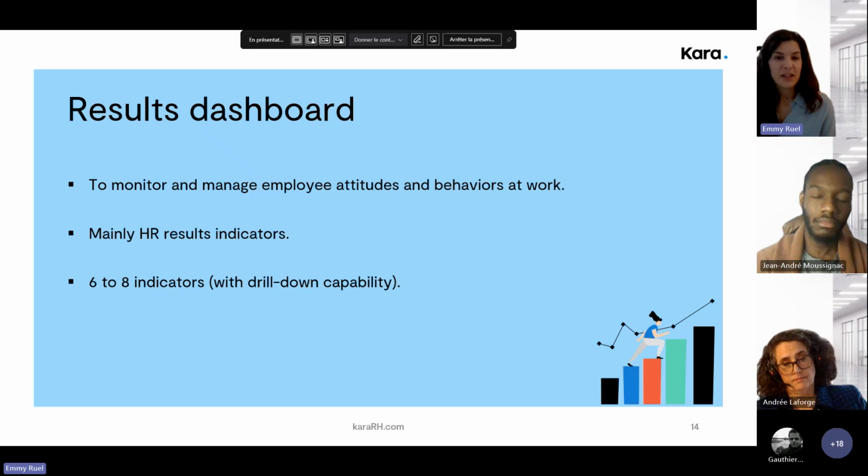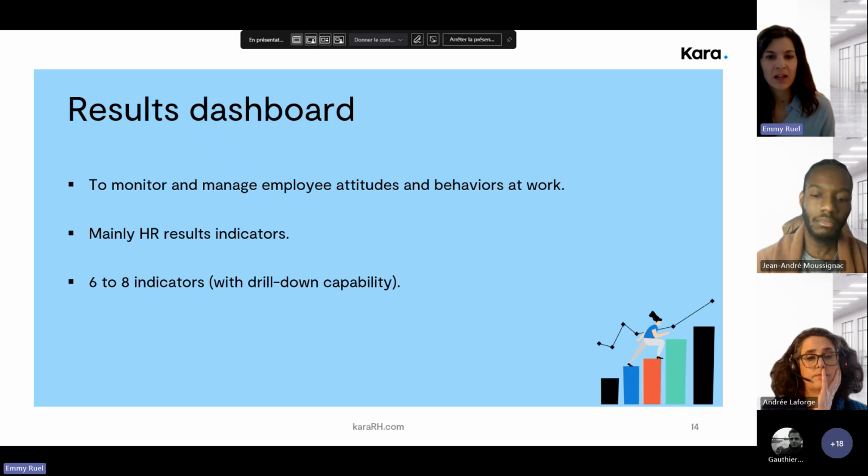There are between 6 and 8 KPIs on these dashboards. And here are a few KPIs you can have on it. You can have the turnover rate, the absenteeism rate, the mobilization rate, and you can also have the number of sick days per employee, for example, okay? And like the operational dashboards, results dashboards are generally used by the human resources department only.